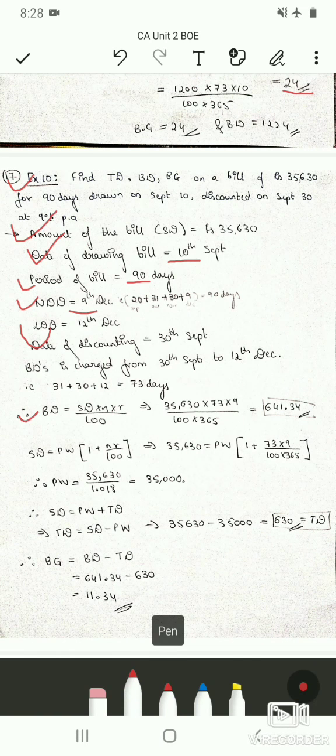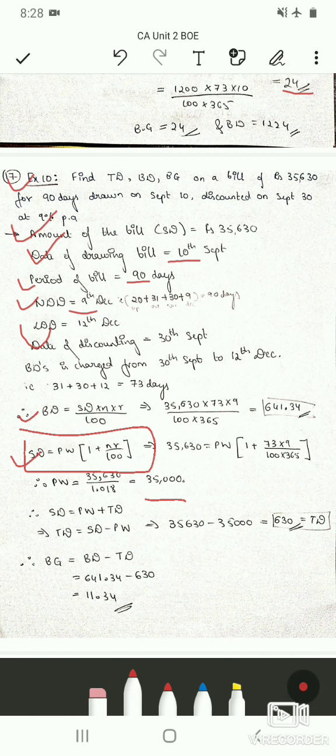Now we can calculate banker's discount. We have got sum due, n and r. So banker's discount is 641.34 rupees. Then true discount we can find out using present worth, and present worth is 35,000. By solving this you will get present worth.